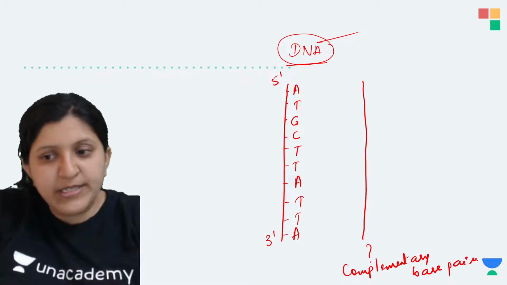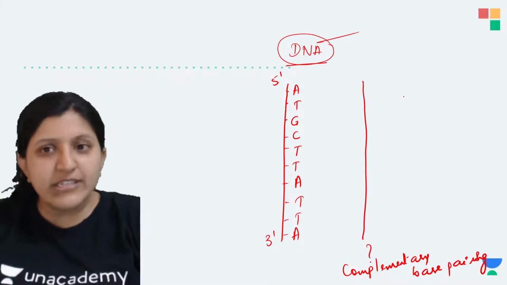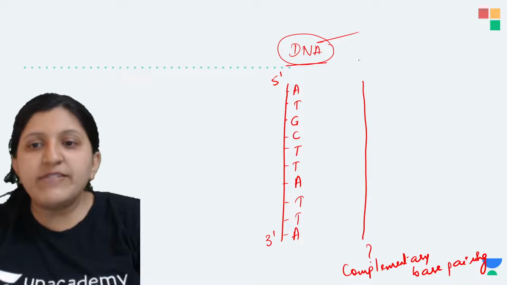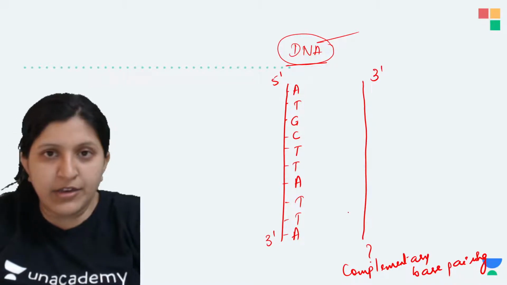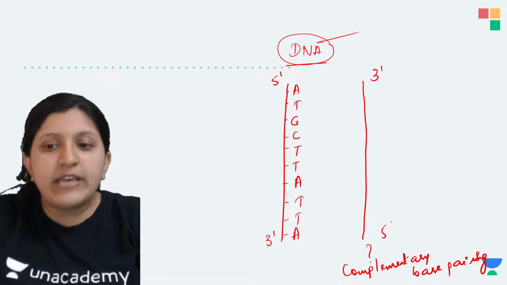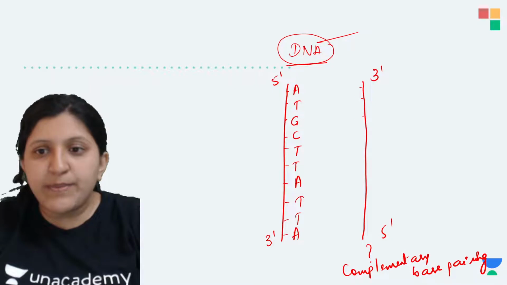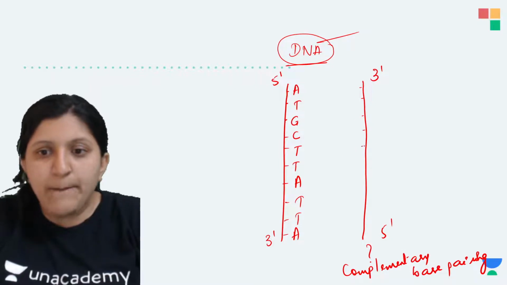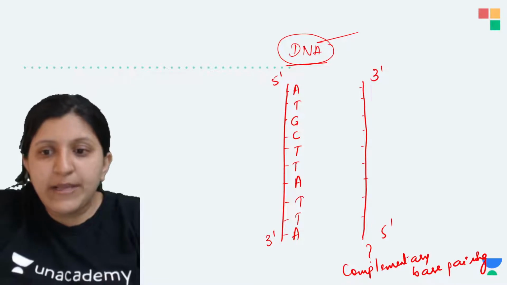So I'll just write it, so you can also write and check whether the one that you have written is correct or not. Now this is anti-parallel. That means one is running 5 prime to 3 prime, and the other one is running 3 prime to 5 prime. So this is the complementary base pairing that we need to mention over here.